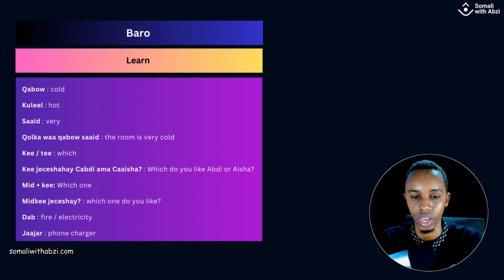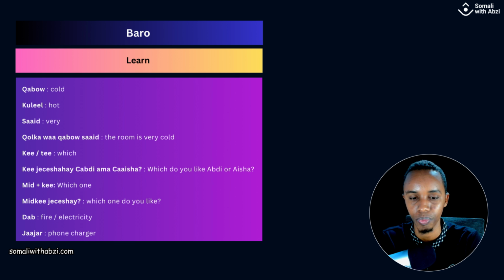Okay, the next one is dab. Dab in Somali means fire. It also means electricity, so for plugging the phone into the charger, we use dab in Somali. If you're going to say fireman, we say dab damiye. Dab dami means someone who makes the fire stop. The last one we have is jajar. Jajar is just phone charger. I can say mobilka jajarka geli, plug the phone into the charger.